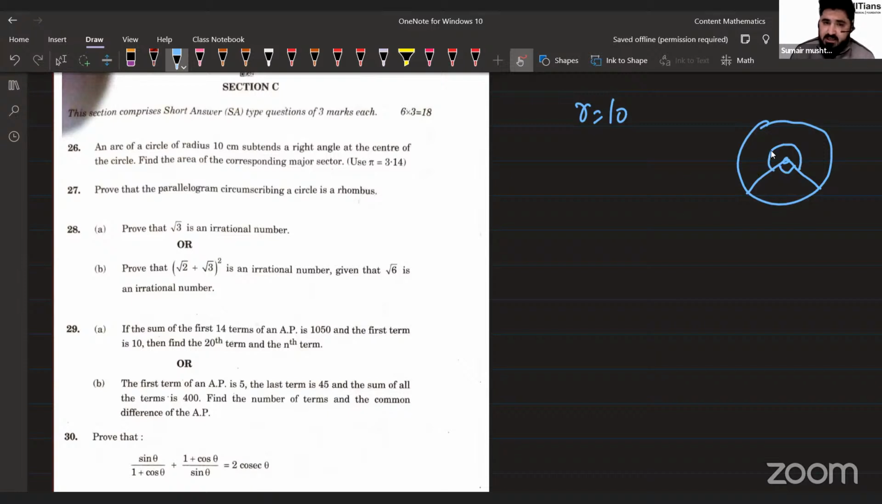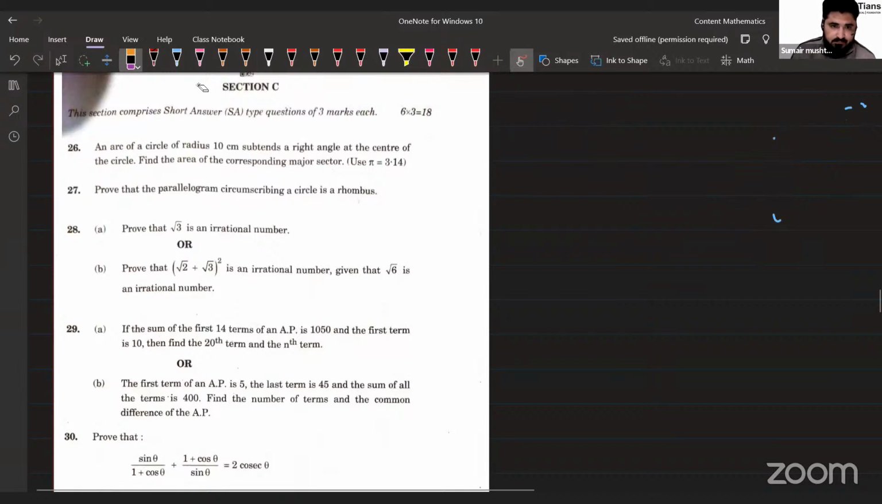If this is 90 degrees, you can do it in two ways. First, find the area of the circle, pi r square. Second, find the area of this sector. Subtract them, get the answer. Or find the reflex angle of 90 and get the answer. Okay, easy. This is also an easy question.